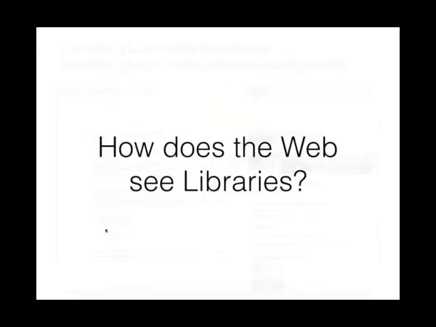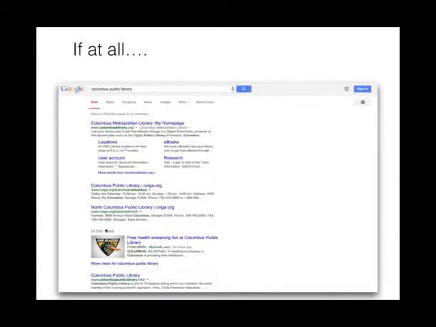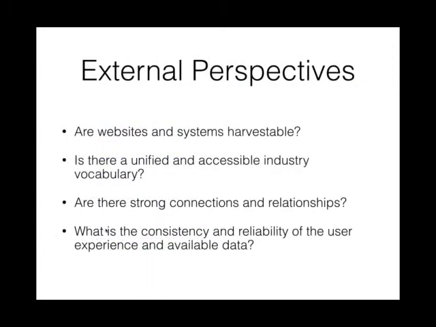How are libraries seen on the web? Right now, best case, we're viewed as a community business. In a small fraction of libraries, we have locations, hours, reviews, et cetera, but we're really viewed as a business, and that's frankly, if at all. Many libraries are completely still invisible. That's just the libraries, not the assets, not the collection, not the catalog, not the services, not the capacities a library has.